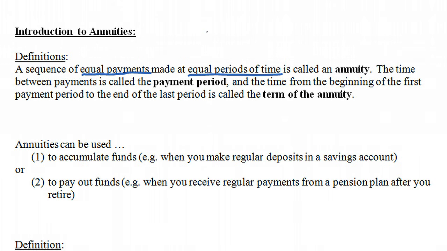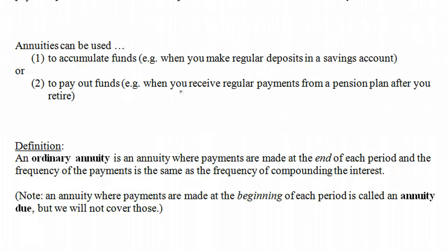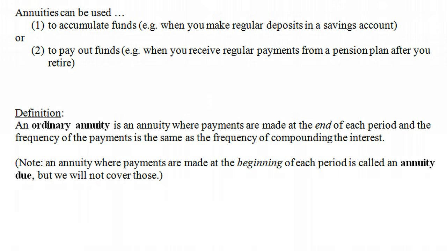Now, annuities can be used a couple of different ways. One way is to accumulate funds. That's just like what we've been talking about, when you're making regular deposits into some savings account or retirement account. Another way annuities could be used is kind of just the opposite, which is to pay out funds. For example, once you already are retired and you receive regular payments from a pension fund or pension plan, that could also be considered an annuity. So maybe every month you receive $1,500 or so. That would also be called an annuity. Now, in this video, we're primarily going to be interested in the first kind.